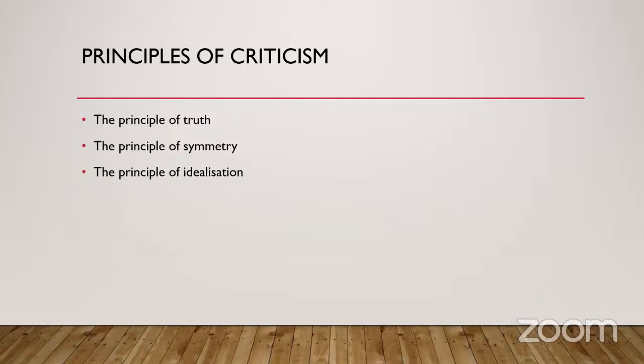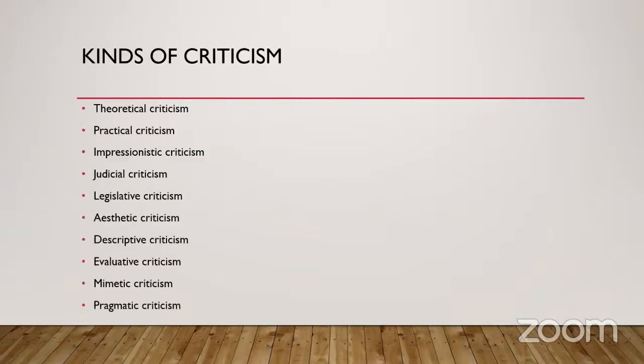So basically, there are three principles. Principle of truth: a literary work should always represent truth about human life. The principle of symmetry: the literary work should have an organic unity. It should be arranged properly. Then we have the principle of idealization. The critic should be able to judge the propriety or otherwise of the experience presented in the work of art.